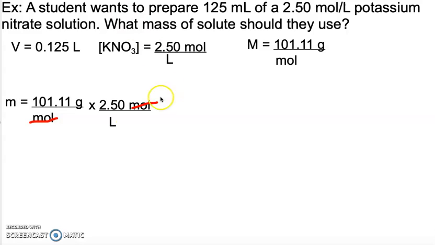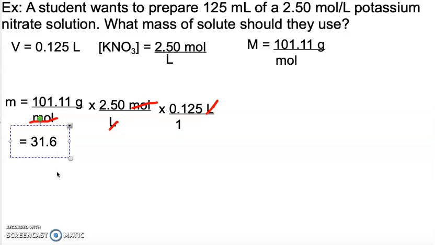Next thing we need to do is get rid of the liters. It's currently on the bottom, so we need that unit to go on the top. So 0.125 liters. And again, that can just go over 1. And now we can cancel out those liters. And all we're left with is grams, which is what we were trying to find. Okay, so you type this in your calculator. In your calculator, you should be getting 31.6 grams. So that's basically how the mass calculations work. Nice and simple. There's some practice for you in your booklets that you guys can work through.